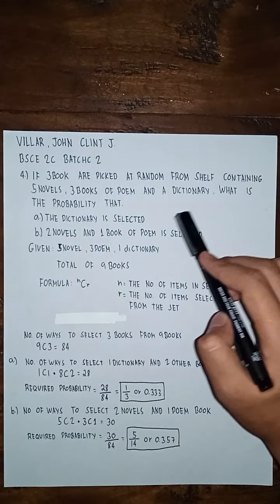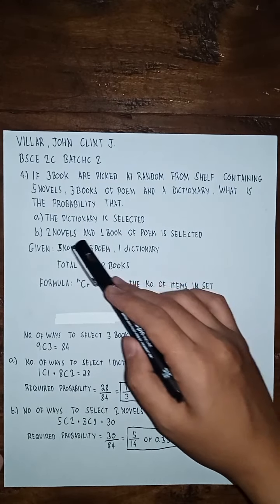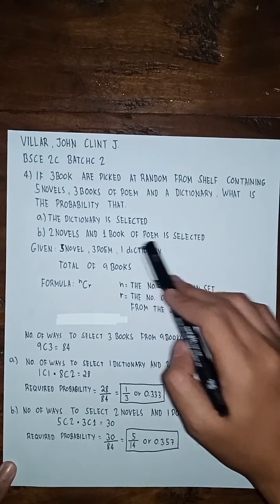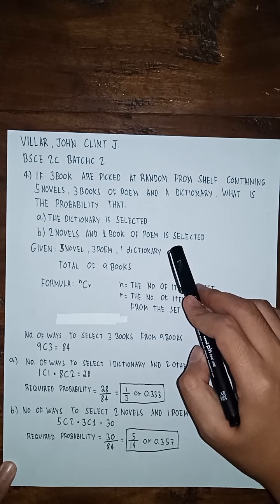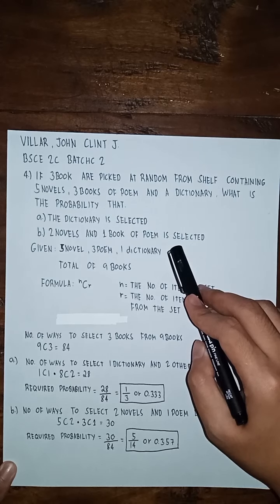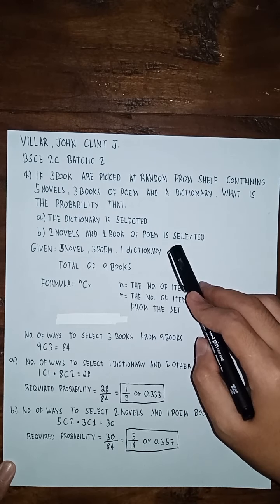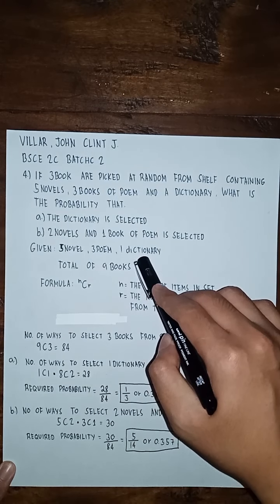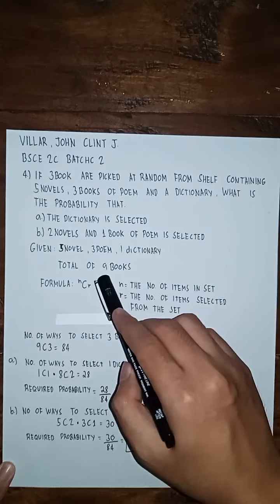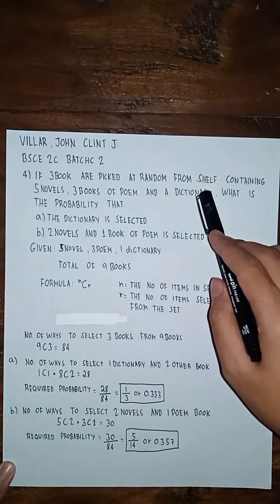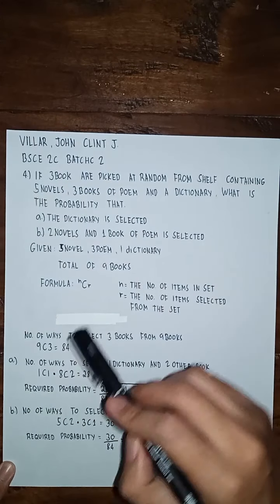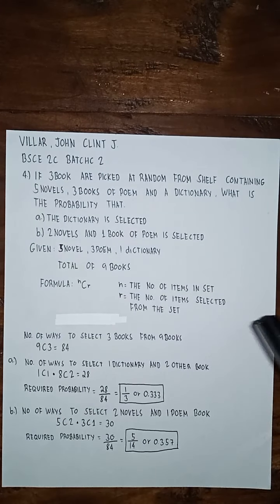So, last problem. If 3 books are picked at random from a shelf containing 5 novels, 3 books of poems, and a dictionary, what is the probability that A, the dictionary is selected, and B, 2 novels and 1 book of poem is selected? So, dito muna is alamin muna natin kung ilan yung total ng books. So, we have 5 novels, 3 poems, and 1 dictionary. So, that gives us a total of 9 books. So, dito sa problem na ito is random yung pag-pick ng libro, so hindi important yung order niya. That's why we will use combinations.